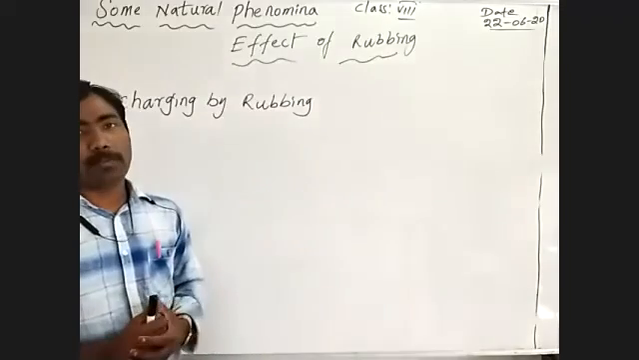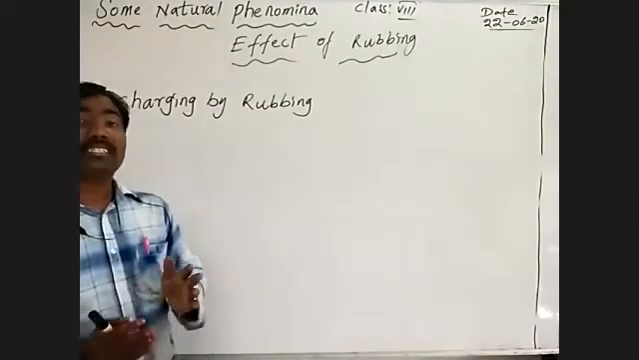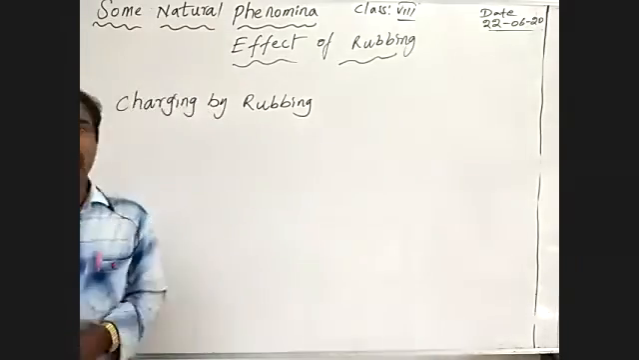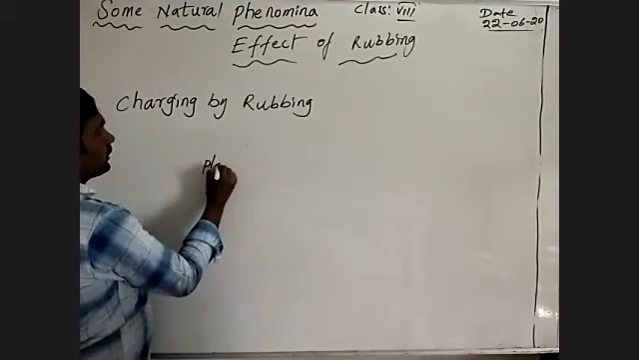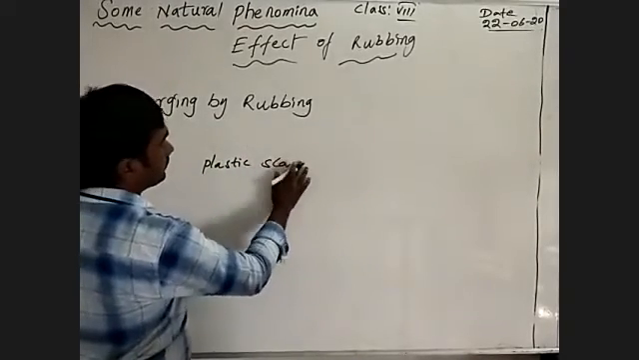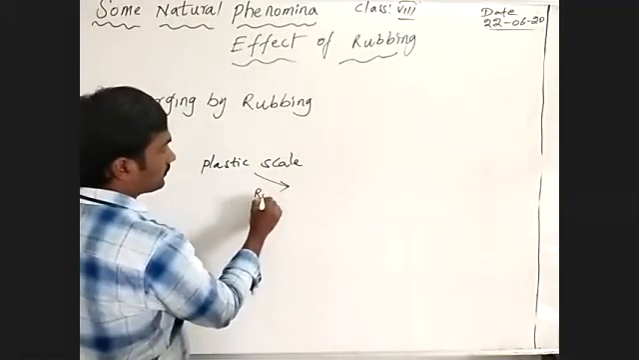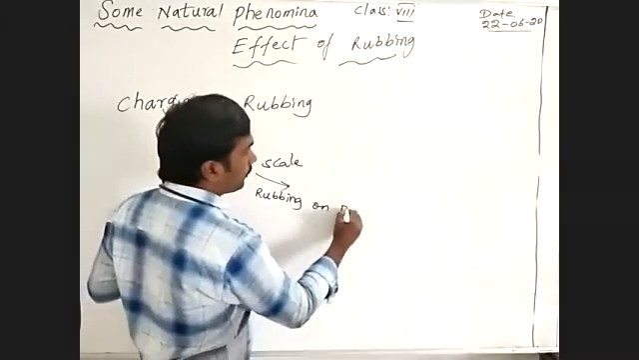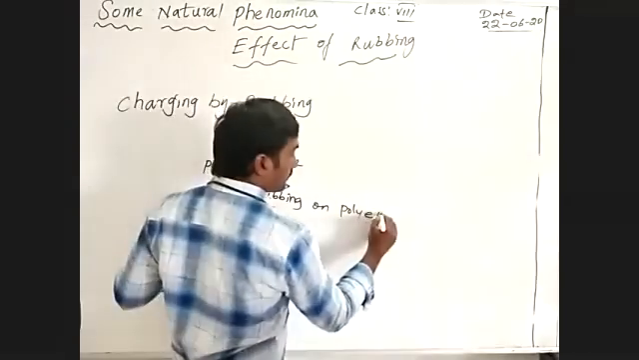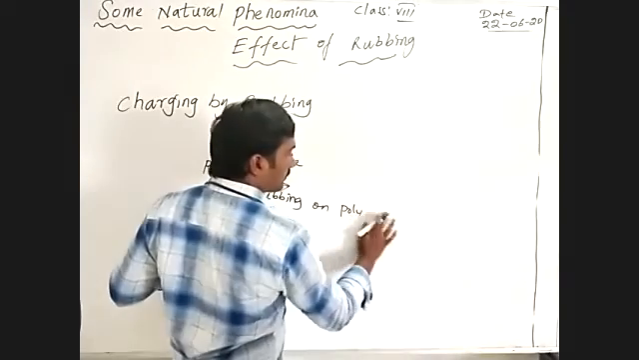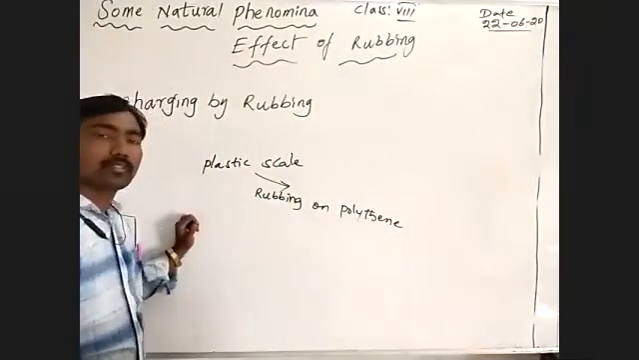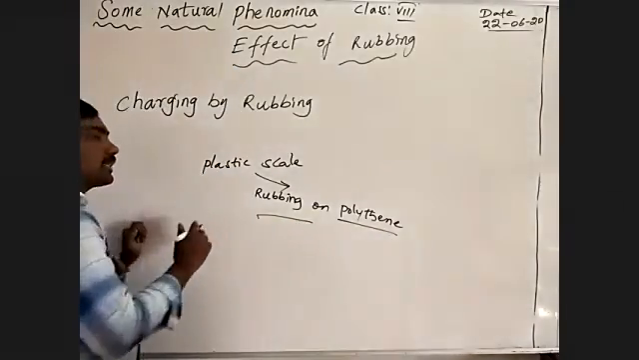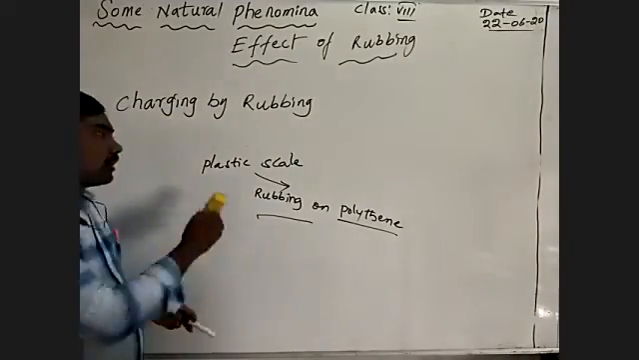But let's perform rubbing on a polythene cover. Rub the polythene cover with the help of the plastic scale. See here what I'm saying. Using the plastic scale, rub it on the polythene paper, the polythene cover or polythene bag.